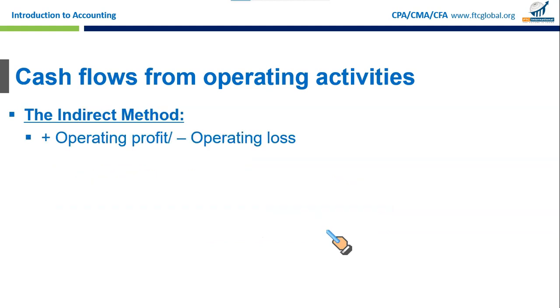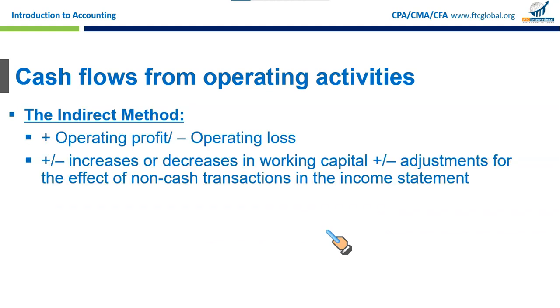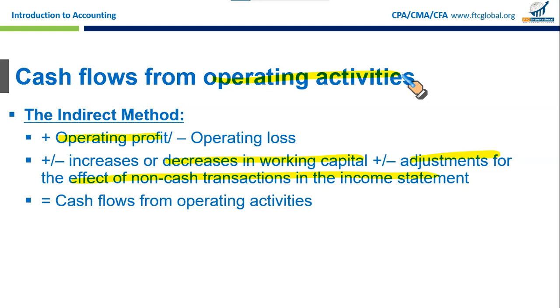In the indirect method, we take another approach. We take our profit figure, operating profit, sometimes we take the net profit, and we make some adjustments related to working capital. Any increase or decrease in working capital is adjusted, and adjustments for non-cash transactions. Let me show you what actually it looks like, and it gives us the same answer, whether we use the direct method for cash flow related to operating activities or whether we use indirect. The end result should be the same as cash flows from operating activities.